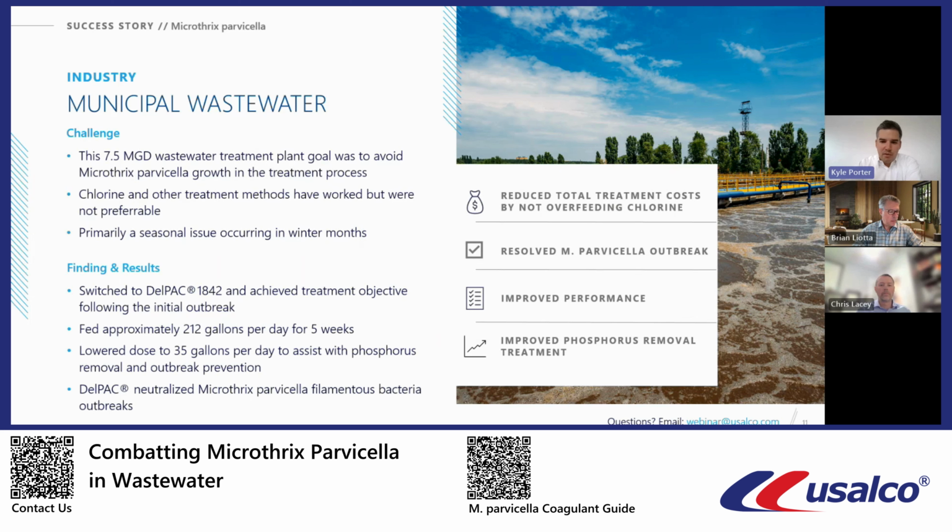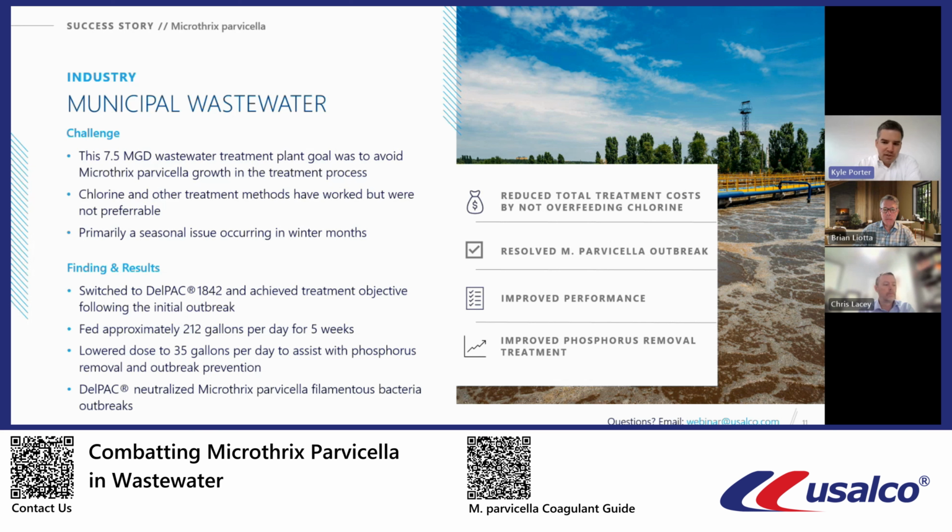So on that topic, we wanted to go to a quick success story. This is a plant that's been able to avoid the formation of Microthrix that previously had quite a bit of it in the past. It was, and still is, a 7.5 million gallon per day plant. They had traditionally gotten some Microthrix every spring or so when the weather warmed up, and they had just been treating it by hitting it with chlorine and finding minimal success. So it was a bit of a seasonal thing for them.